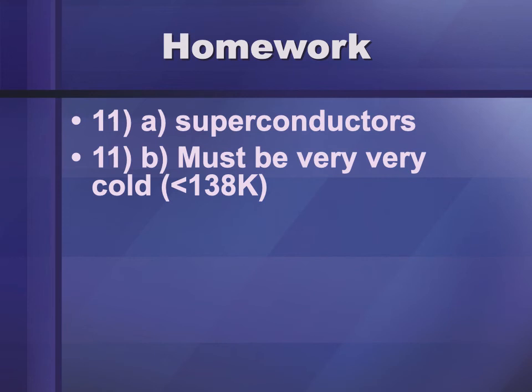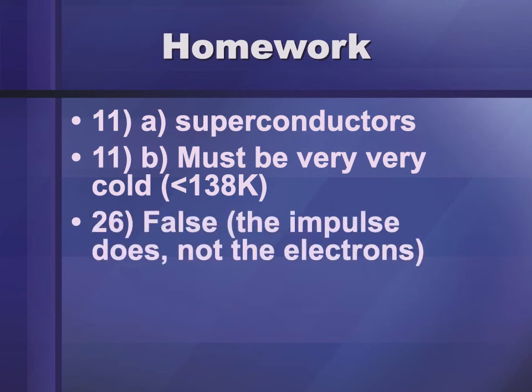All right, true, false. This will go quickly. Charged particles carrying a current in a wire move at speeds near to that of light. And that is false. The impulse moves at the speed of light, but not the electrons. We talked about that. Number 28. At room temperature, every material has some resistance, and that is true. Because remember, superconductors are really, really cold.